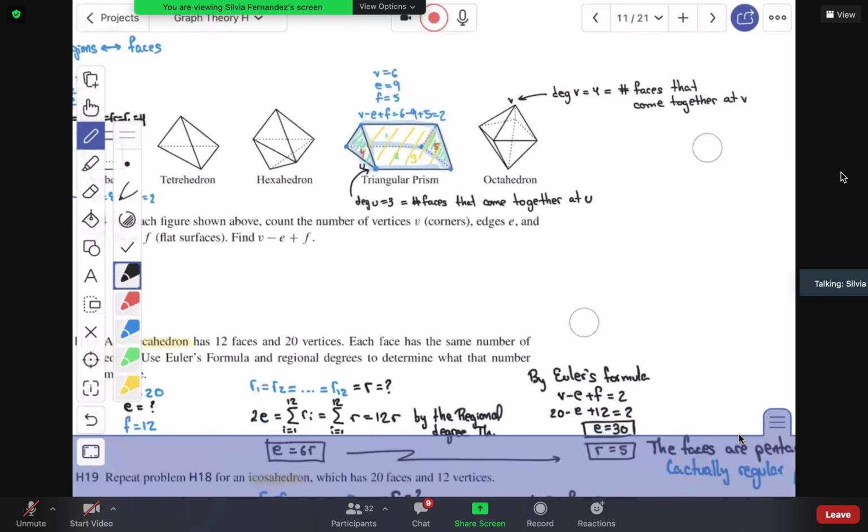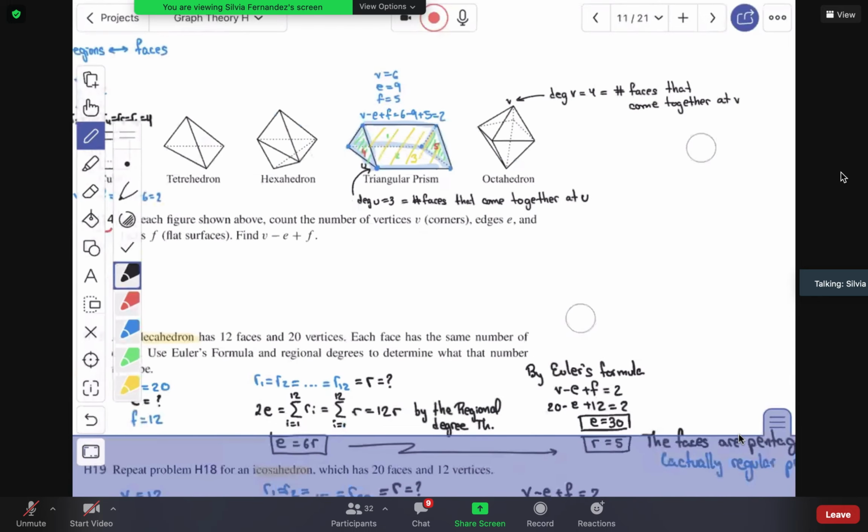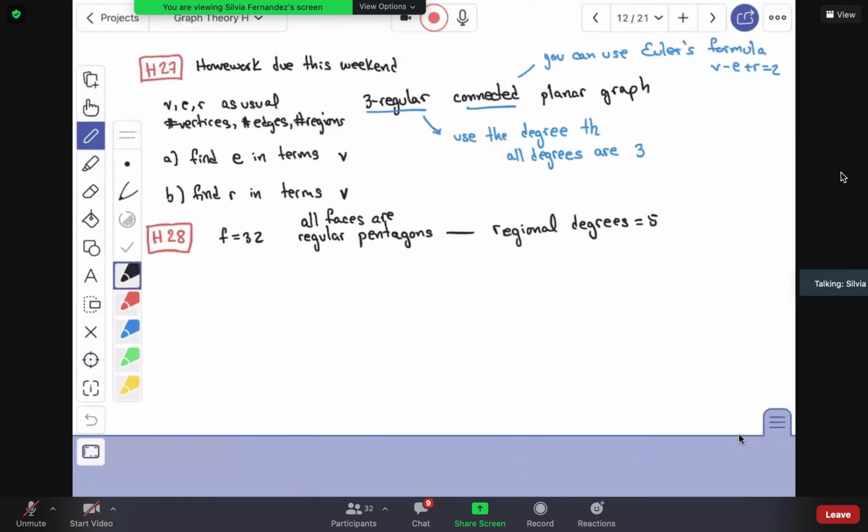So if I go back to that homework problem here, that's telling you that exactly 3 faces meet at each corner. So the translation is that the degree of each of the vertices is 3. Each vertex has degree 3.